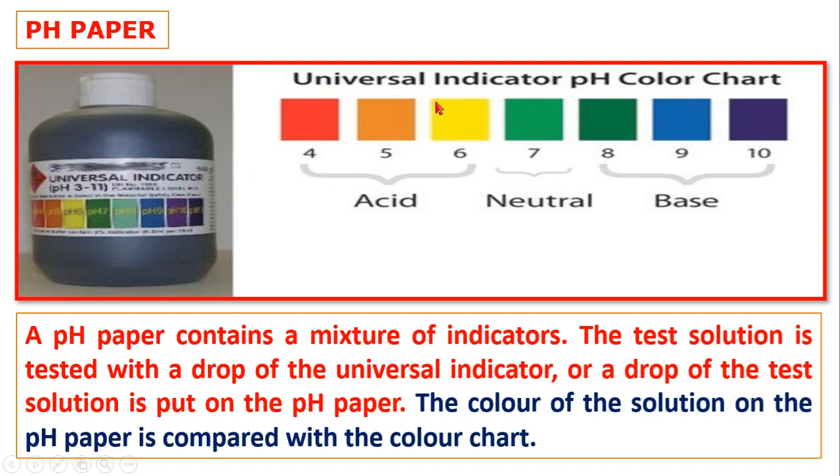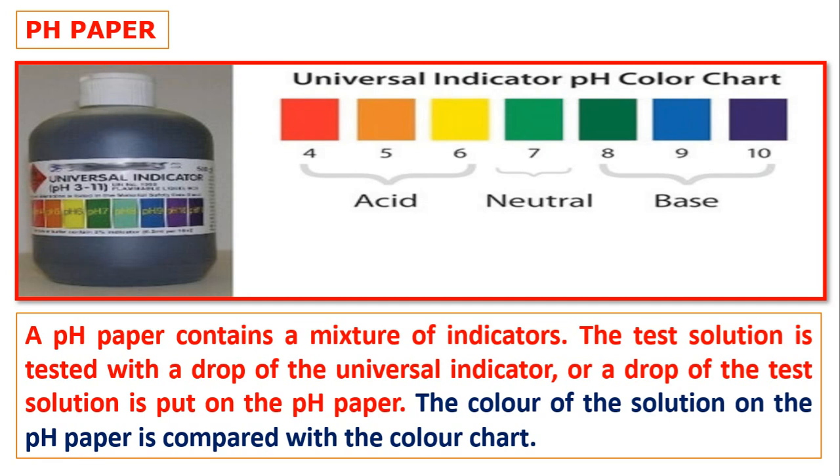Now come to the picture. This is a universal indicator pH color chart. Here some of the colors and their values are given, and the nature of the solution is also given: whether it is acidic, basic or neutral. So you have to test it using a solution, and it is compared with the pH chart.